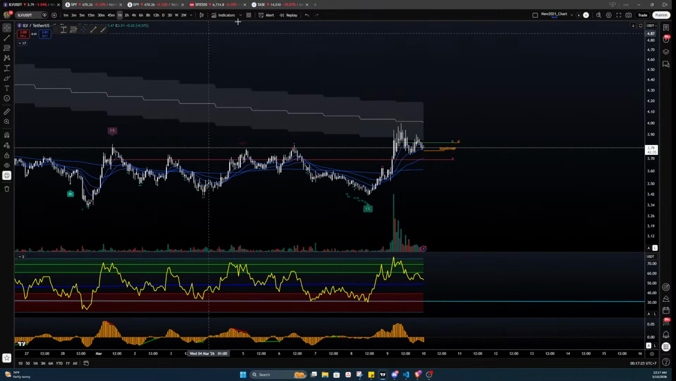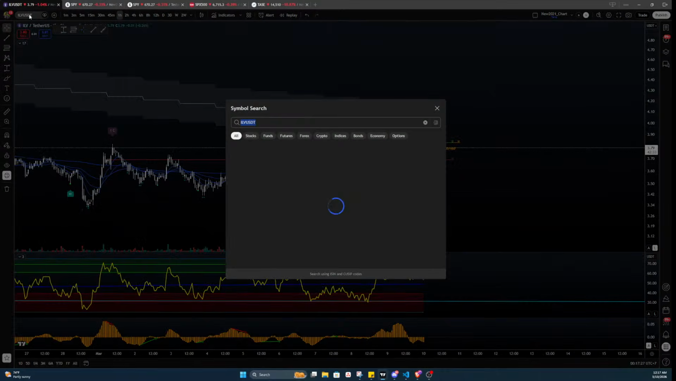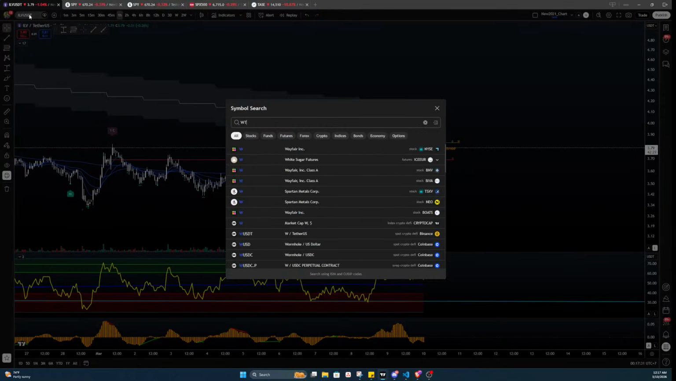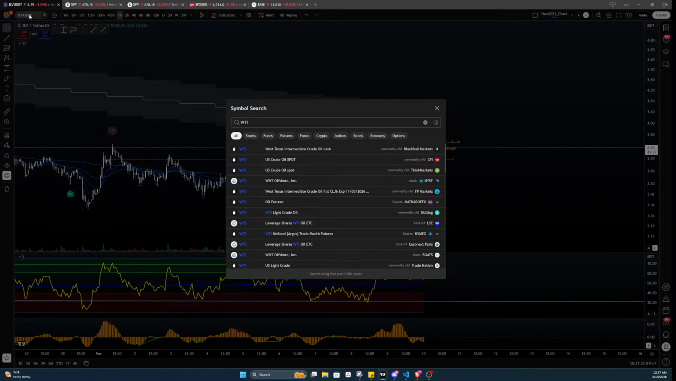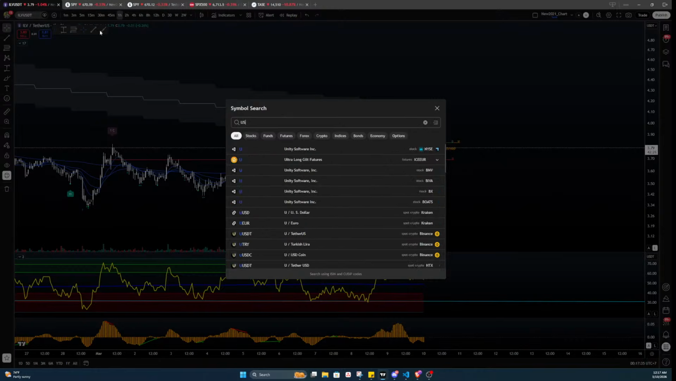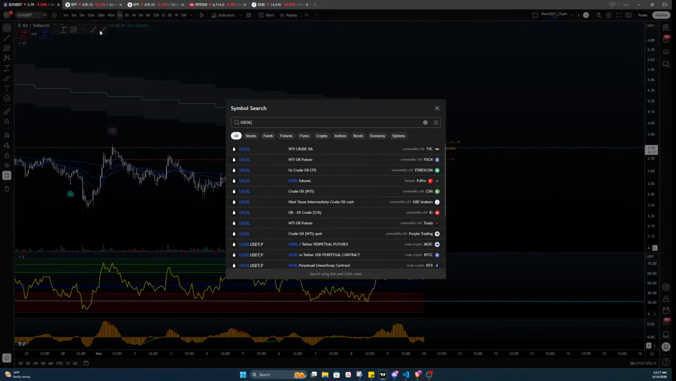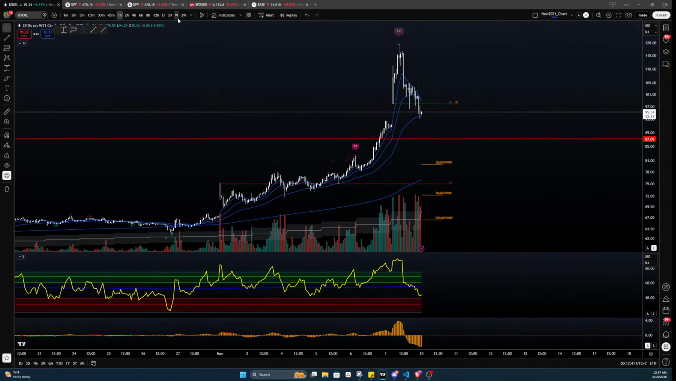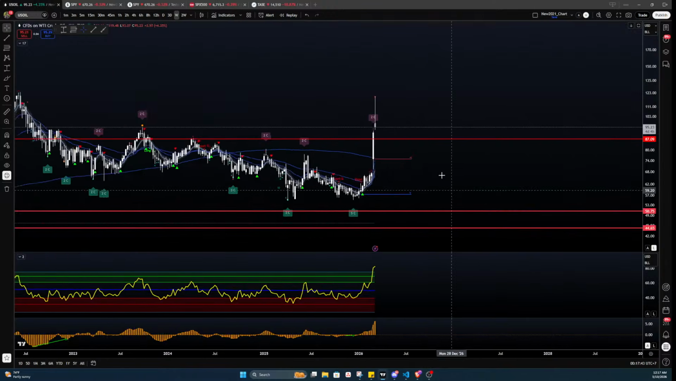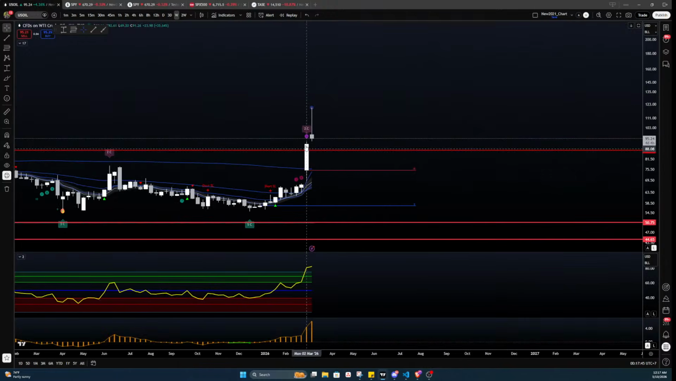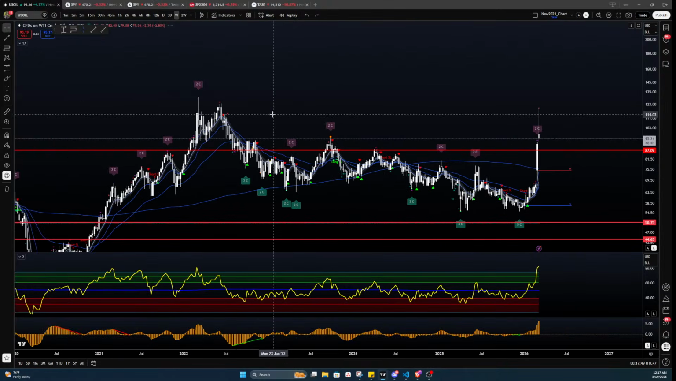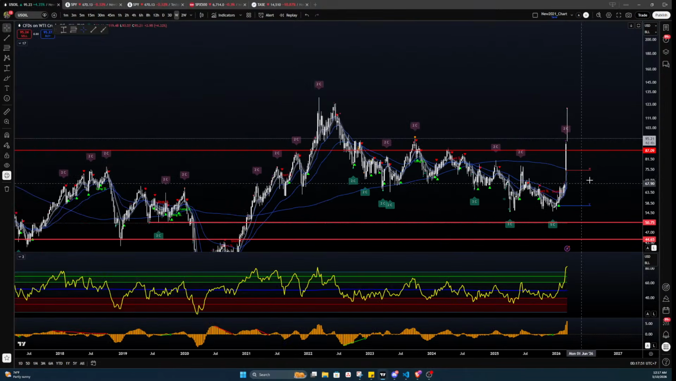Okay, those are my thoughts. Maybe we can look at oil really quick. I know a lot of people are talking about this. Okay, what is happening with oil? So interesting, oil hit a TD9. That's pretty crazy. It also broke out of this downtrend line.